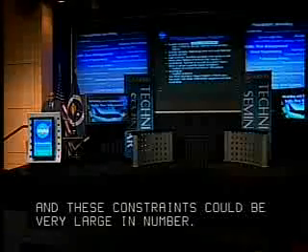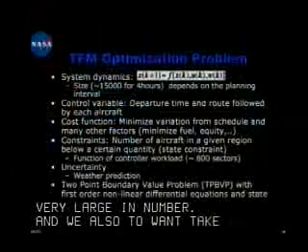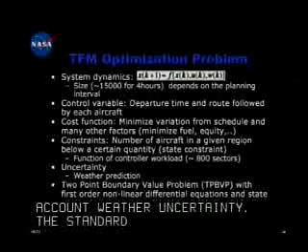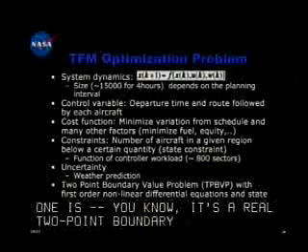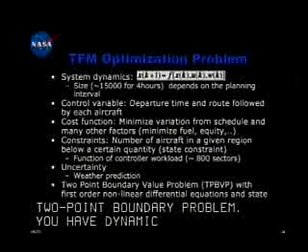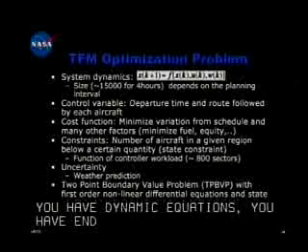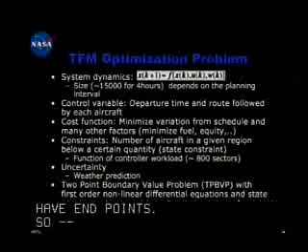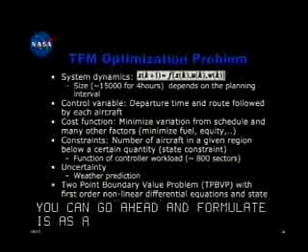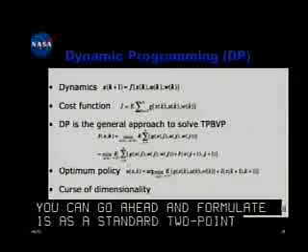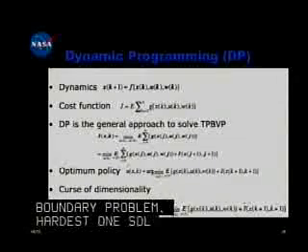And the standard formulation on this one is a real two-point boundary value problem. You have dynamic equations, you have endpoints, and state constraints. So you can go ahead and formulate it as a standard two-point boundary value problem. How does one solve these problems? Next view graph, please. So I talked about the dynamics.